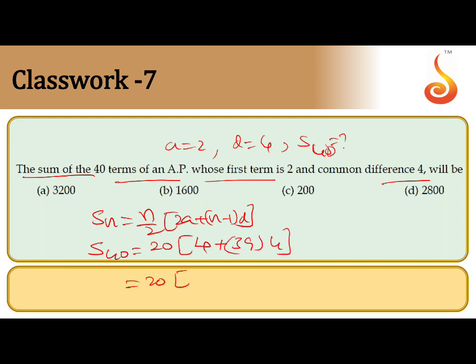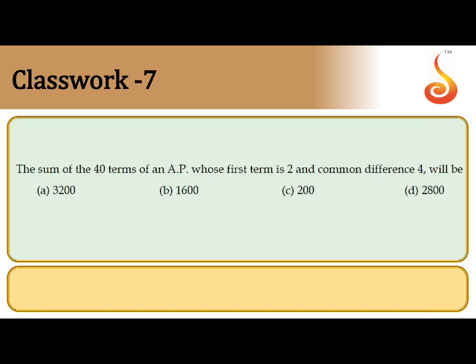Now this value: 20 into (4 + 39 into 4). 39 into 4 is 156. So 4 plus 156 is 160. You multiply here, so 20 into 160. That value is 3200. So which option is matching? The direct question. Clear now? Here n value 40 means 40 by 2, 20. I did it directly. So sometimes they may ask simple types of questions also. So the option is 3200.